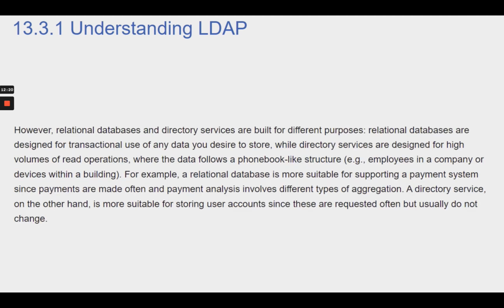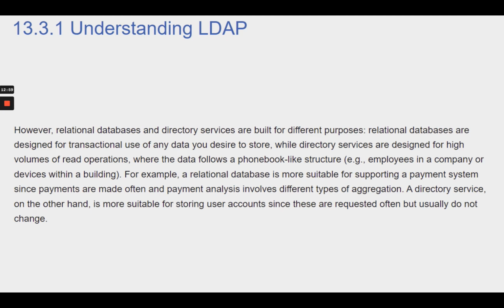However, relational databases and directory services are built for different purposes. Relational databases are designed for transactional use of any data you desire to store, while directory services are designed for high volumes of read operations, where the data follows a phone book-like structure, for example, employees in a company or devices within a building. For example, a relational database is more suitable for supporting a payment system, since payments are made often and payment analysis involves different types of aggregation. A directory service, on the other hand, is more suitable for storing user accounts, since these are requested often but usually do not change.